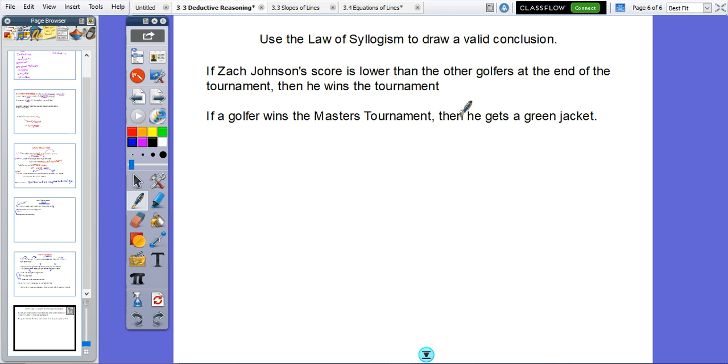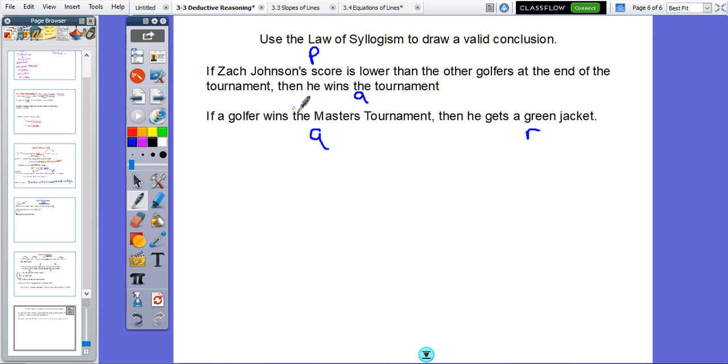Hopefully you did pause. And if you didn't, let's look at this. If Zach Johnson's score is lower than the other golfers at the end of the tournament, so that's a long P statement, but it is a P statement, then he wins the tournament. Q. So even though it's talking about a specific one, if a golfer wins the Masters tournament, it's still talking about a tournament in general. So this is still a Q statement. Then he gets a green jacket. That's our final R.